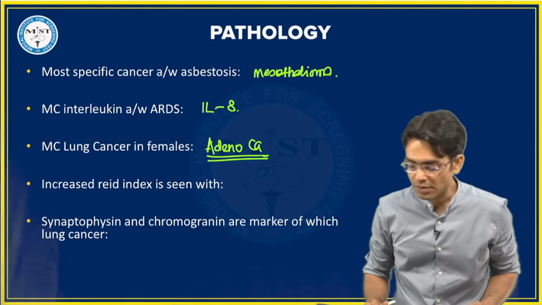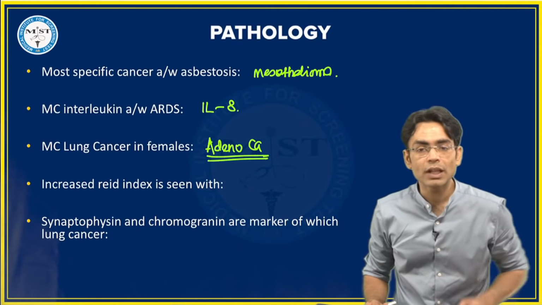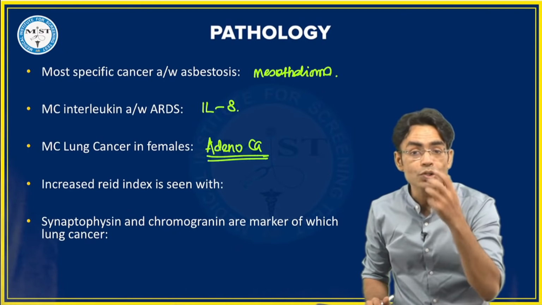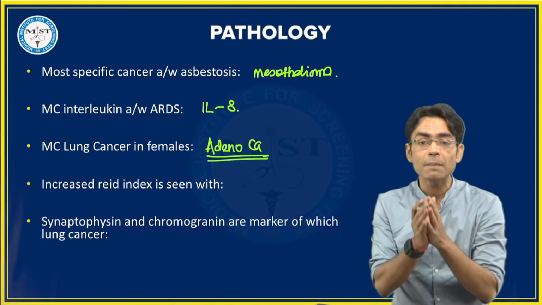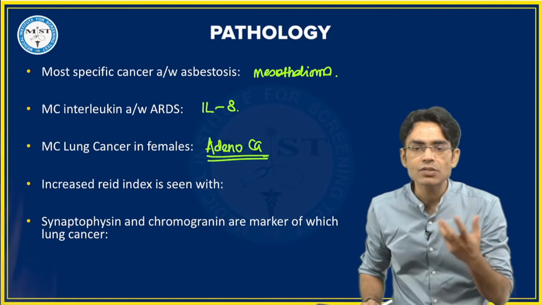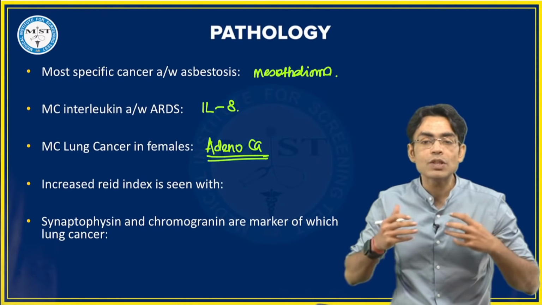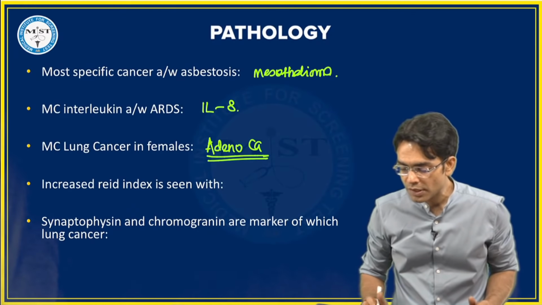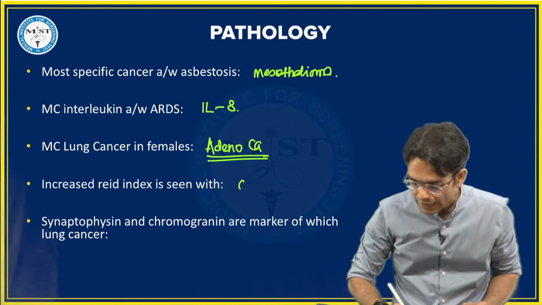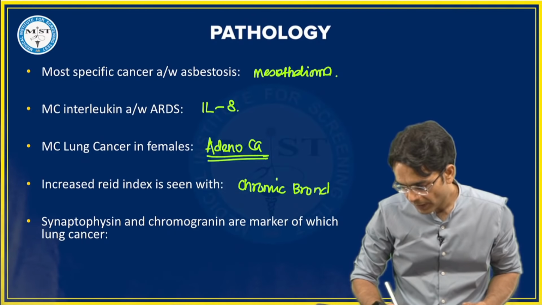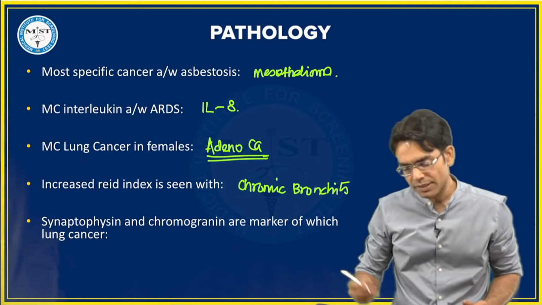Increased Reid index. Which disease has got increased Reid index? And what do you see in Reid index? You are seeing the mucosal gland layer thickness. So what is the disease, the obstructive kind of disease, in which we have a lot of mucus production? Yes, you are right. It is your chronic bronchitis. Chronic bronchitis. Thank you very much, guys.